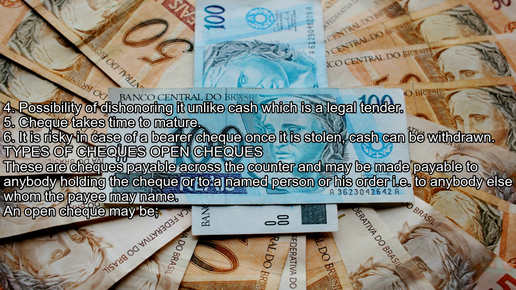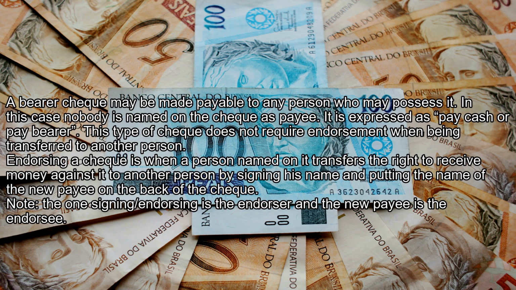Types of checks. Open checks. These are checks payable across the counter and may be made payable to anybody holding the check or to a named person or his order, i.e., to anybody else whom the payee may name. An open check may be Commerce Banking 2. A bare check may be made payable to any person who may possess it. In this case, nobody is named on the check as payee. It is expressed as pay cash or pay bearer. This type of check does not require endorsement when being transferred to another person.